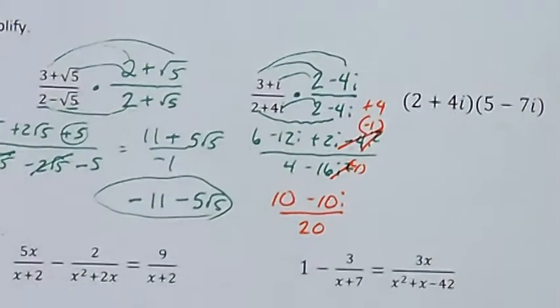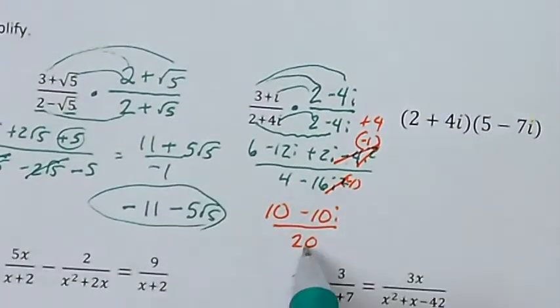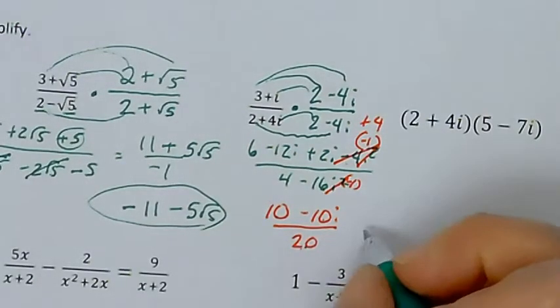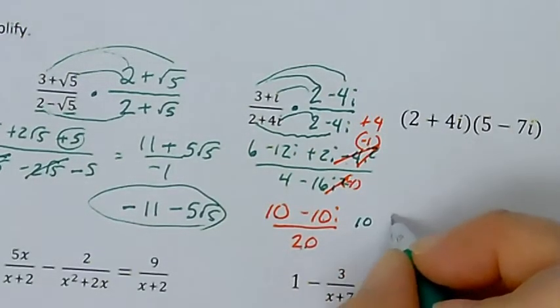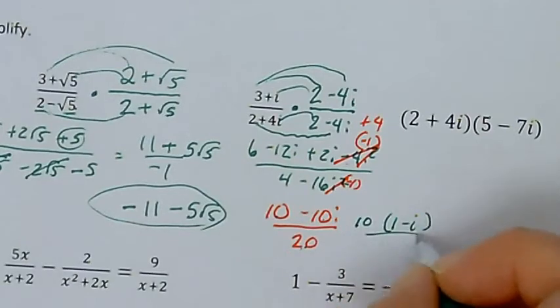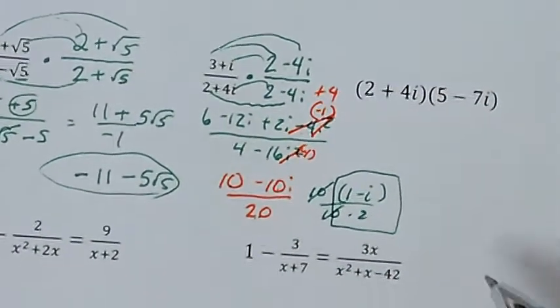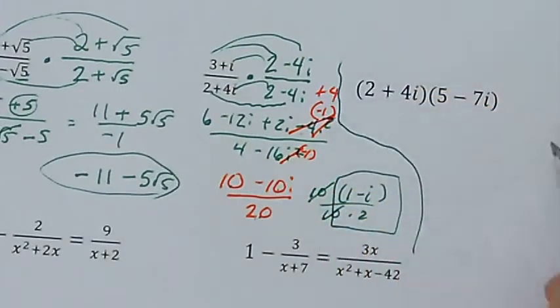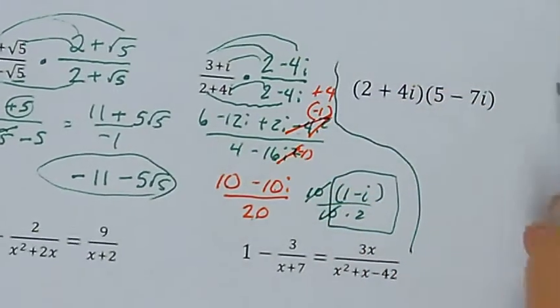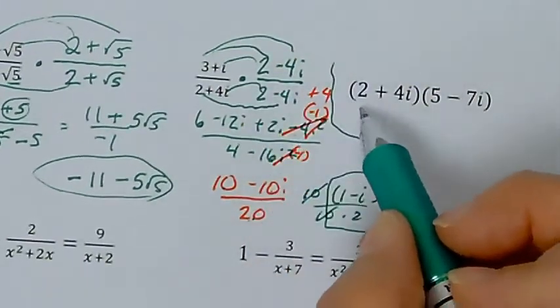Now the thing about this is all of these numbers are divisible by 10, so we can factor a 10 out of them. And the 10 will cancel. So the answer is just 1 minus i all over 2. The last one is just a reminder here about how to multiply imaginary numbers. And we've been doing that in this previous problem.